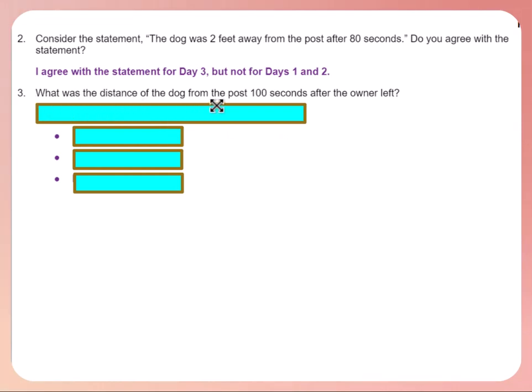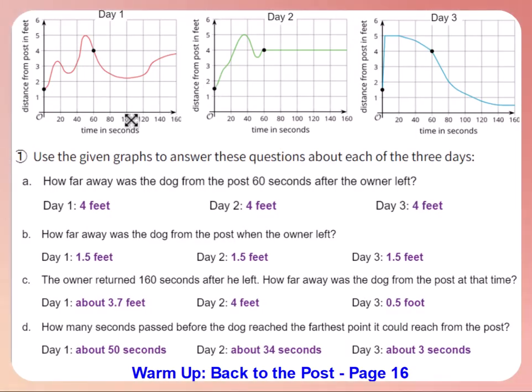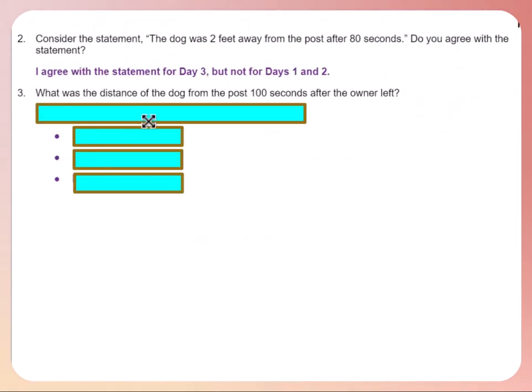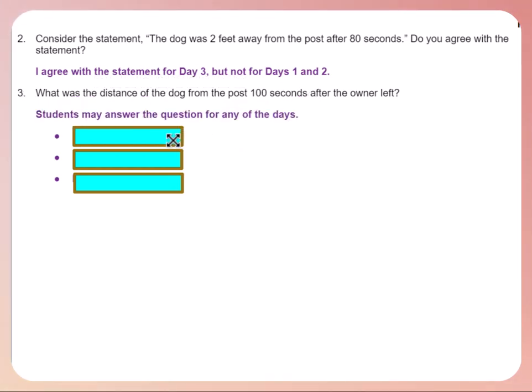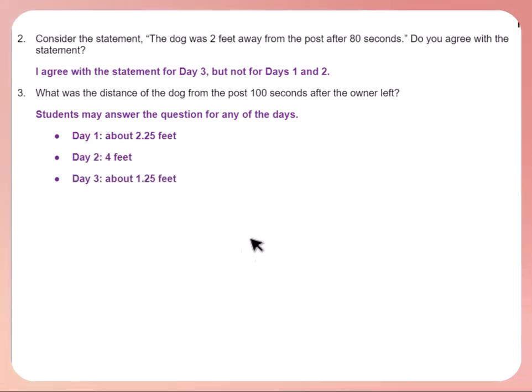All right, question number 3. What was the distance of the dog from the post 100 seconds after the owner left? So let's look at 100. On day 1, it's between 2 and 3. On day 2, it's 4 feet. And then day 3 is between 1 and 1.5. Okay. Day 1, about 2.25 feet is what I said. Day 2, 4 feet. And then day 3, about 1.25 feet. And you can vary a little bit. The only one that we need to agree on exactly is on day 2.